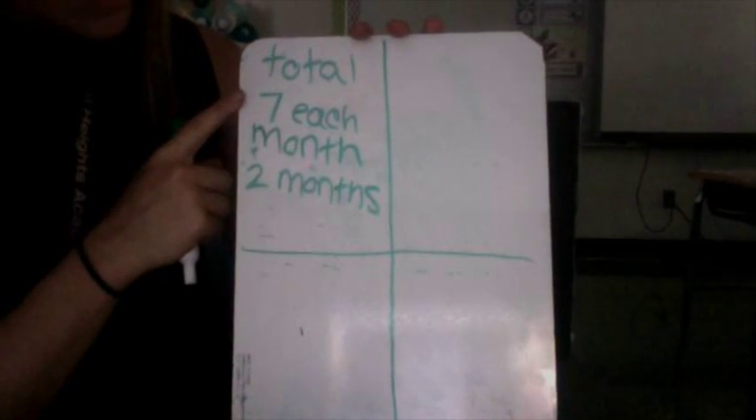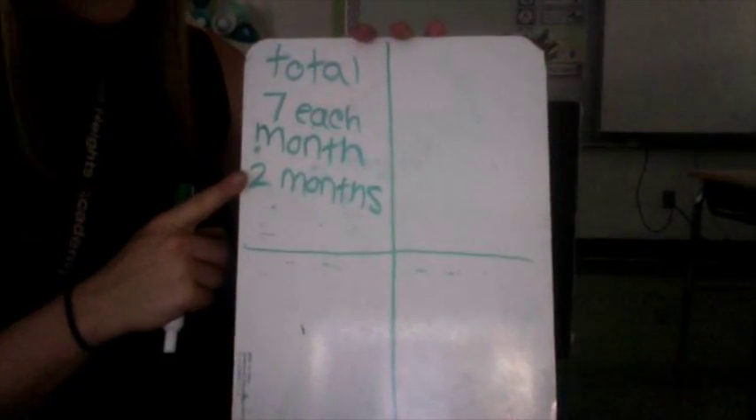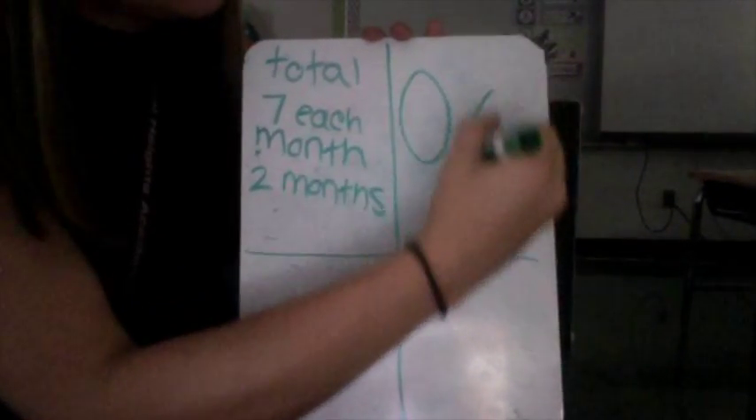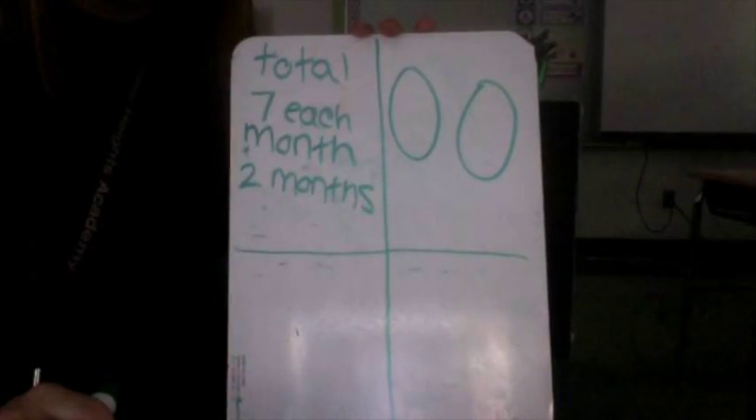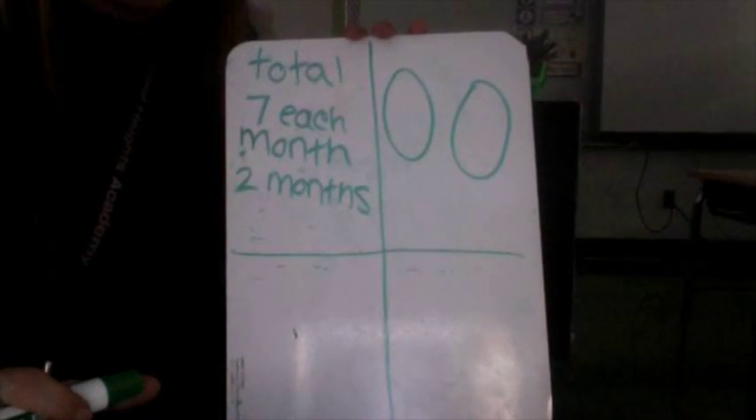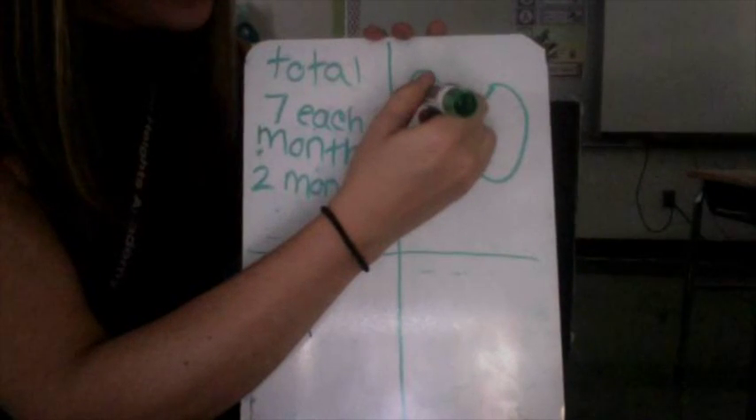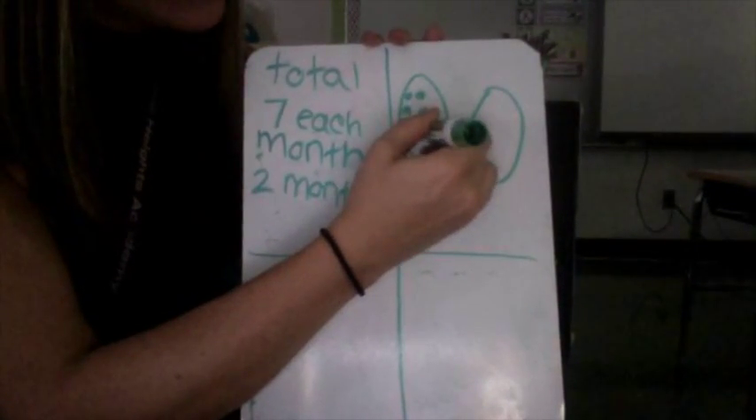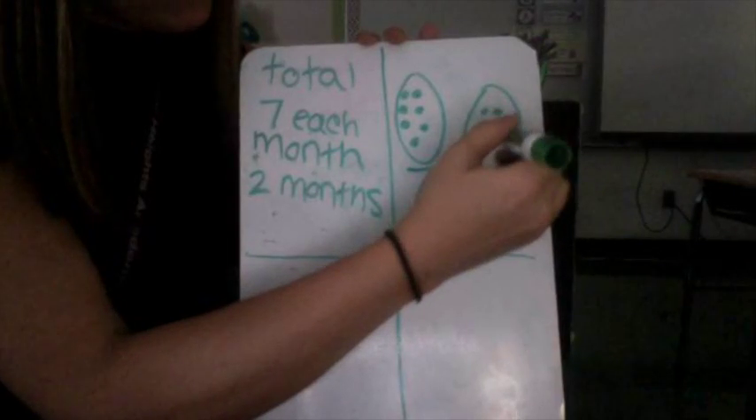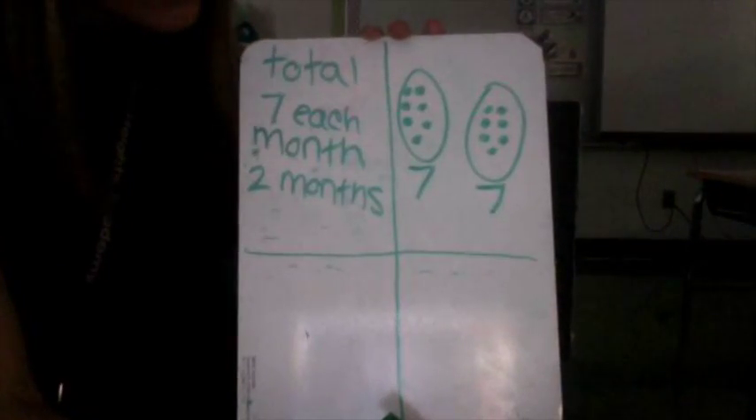We know that there are 7 games each month. A month, here we play for 2 months. Those 2 months there are your groups. We have 1 month, 2 months. Can you draw out your 2 months, please? Awesome. Now, how many games do they play in each of those months? 7. So we need to do 7 inside each group. 1, 2, 3, 4, 5, 6, 7. There's 7 in 1 month. 1, 2, 3, 4, 5, 6, 7. Here's 7 in your second month. So there are your equal groups.